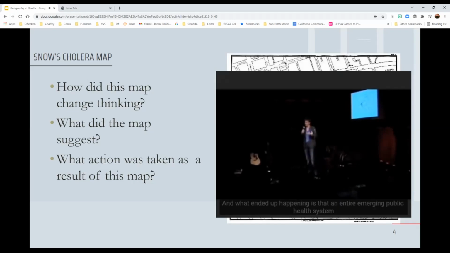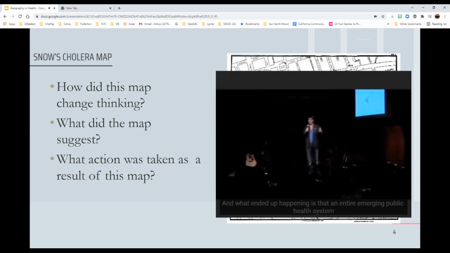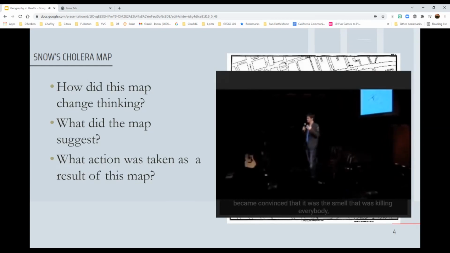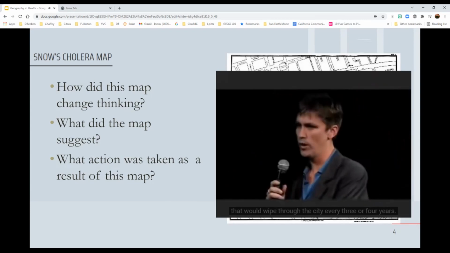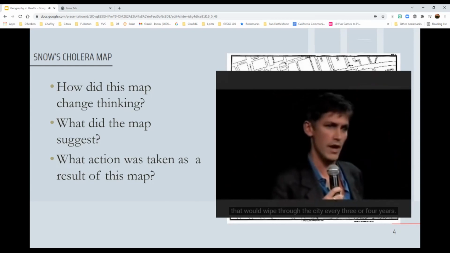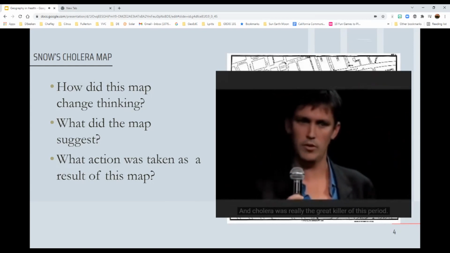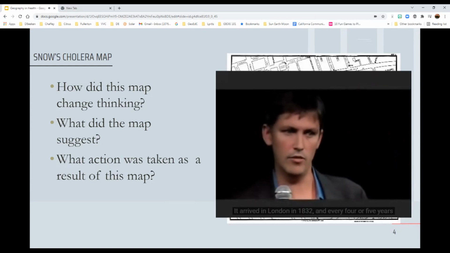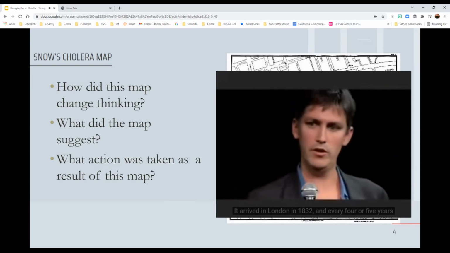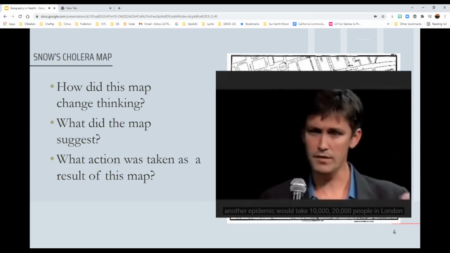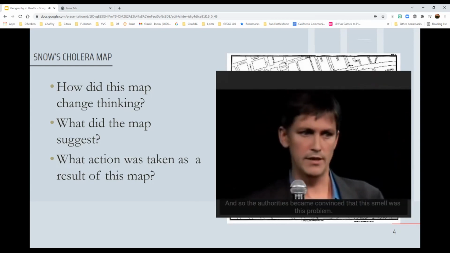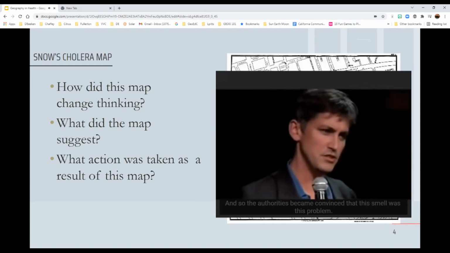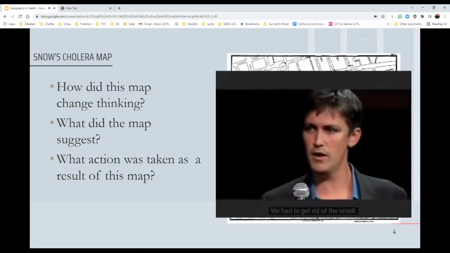And what ended up happening is that an entire emerging public health system became convinced that it was the smell that was killing everybody, that was creating these diseases that would wipe through the city every 3 or 4 years. And cholera was really the great killer of this period. It had arrived in London in 1832, and every 4 or 5 years another epidemic would take 10,000, 20,000 people in London and throughout the UK. And so the authorities became convinced that this smell was the problem. We had to get rid of the smell.